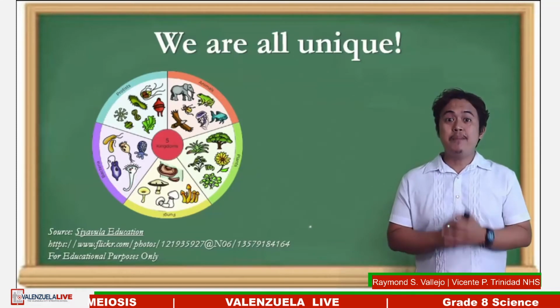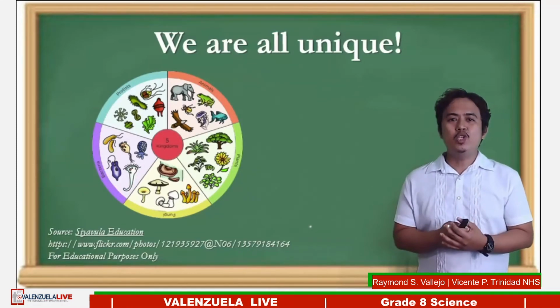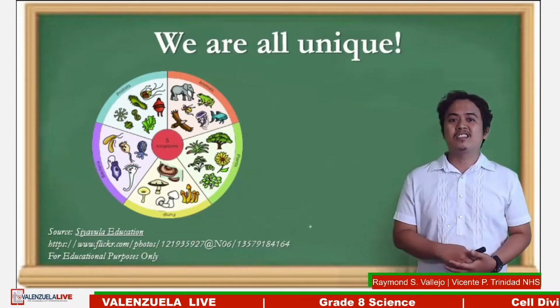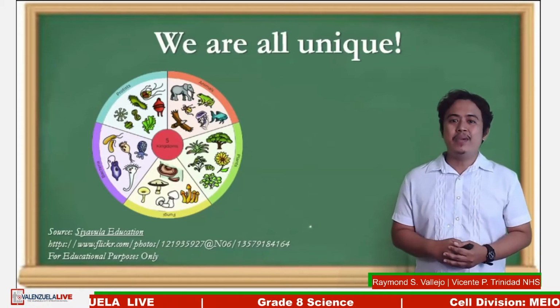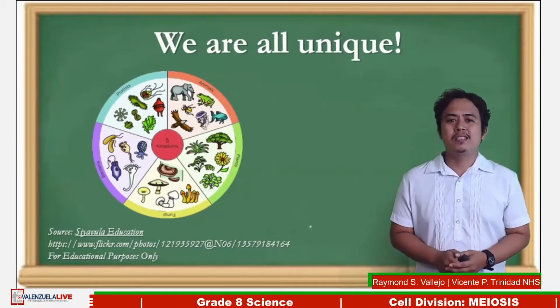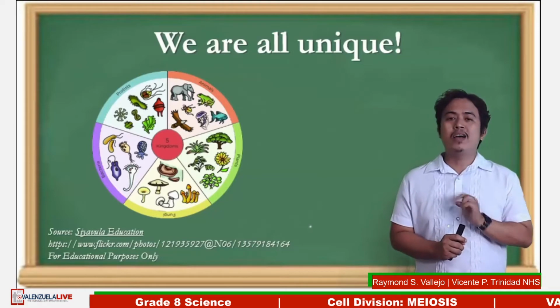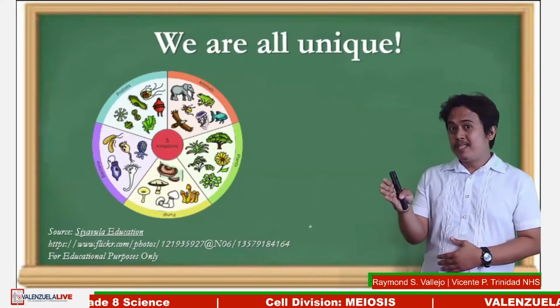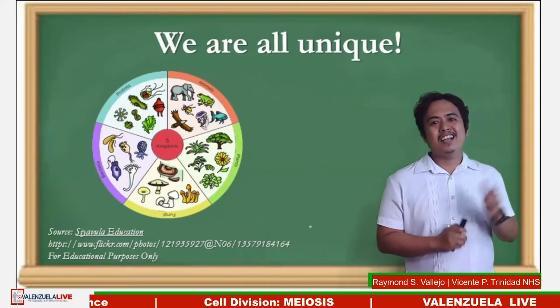Meiosis is a type of cell division that usually occurs in sex cells, also known as gametes. In human beings, there are two types of sex cells: sperm cells for male and egg cells for female.